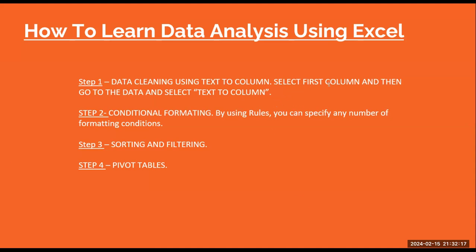First, we will select some columns, and then we will go to the data and select text to column. How we will do that, first we will read that, and then I'll show you every step. Step 2 will be a method which we call conditional formatting by using some rules. In Excel also, there are some rules, and you can specify special format and all, and then you do the sorting and filtering, and then you use the pivot table.